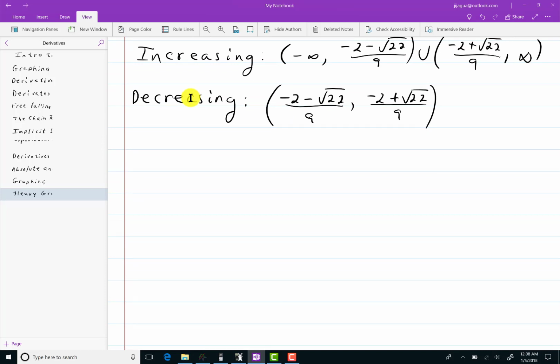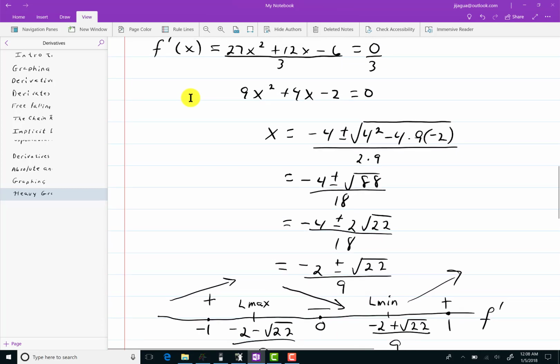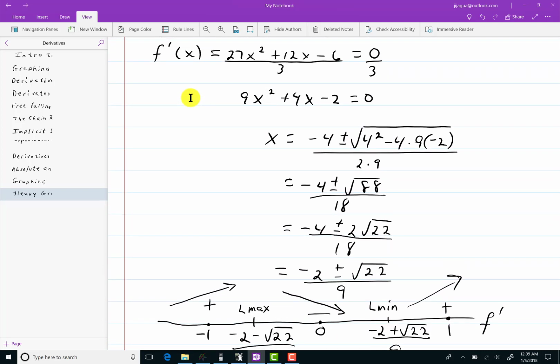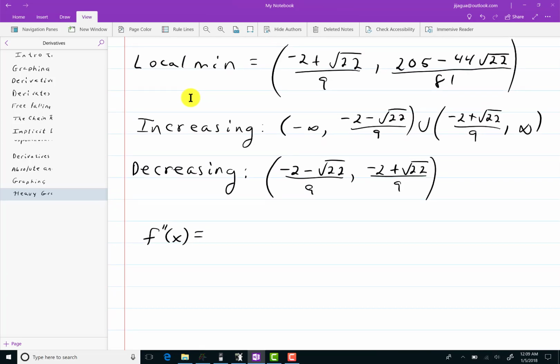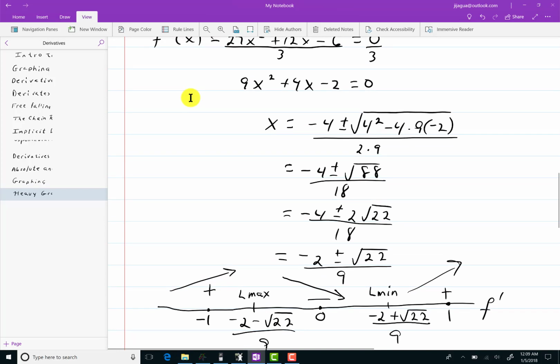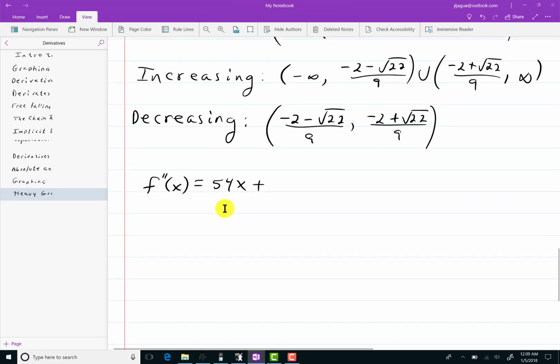So let me take the second derivative. I'll go back and find my first derivative, which was 27x squared plus 12x minus 6. So my second derivative is, and I have to peek again, I didn't remember in that short amount of time, 54x plus 12, and you'll set that equal to 0.